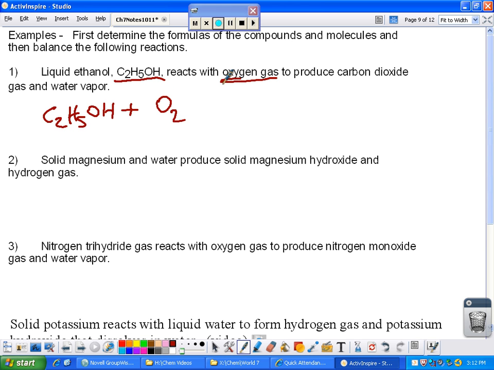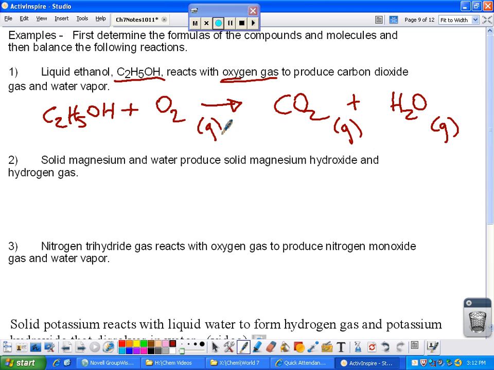What comes next up here? It says reacts with oxygen to produce. So there's our arrow. CO2, that's carbon dioxide, yes. And what else? And water vapor, H2O. Yeah, let's throw the states of matter in here. Gas, gas, gas, and this one's a liquid. I'm going to give you a couple seconds to balance this, but we're going to go on and write the other two down before we try to balance it.